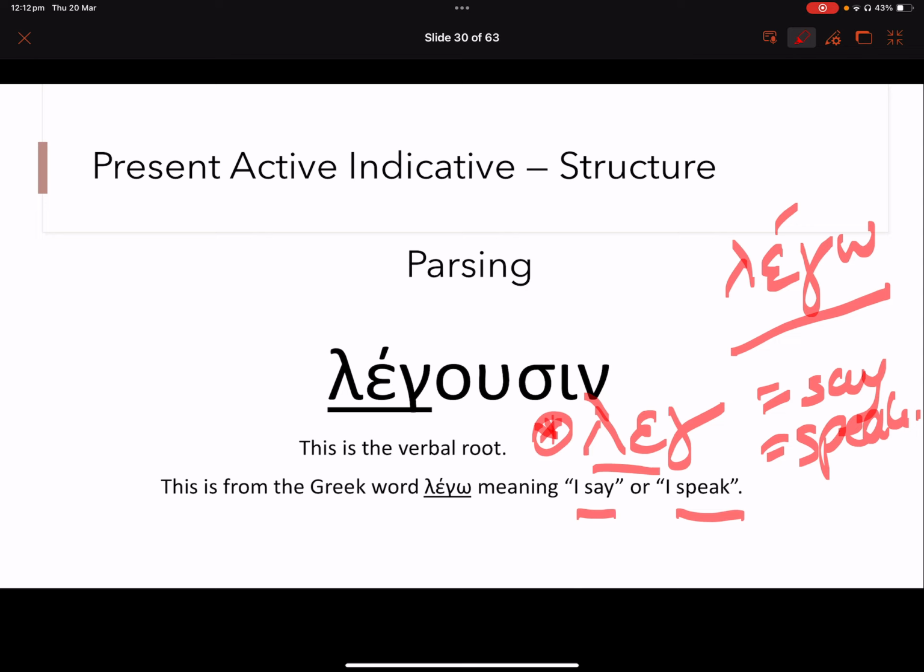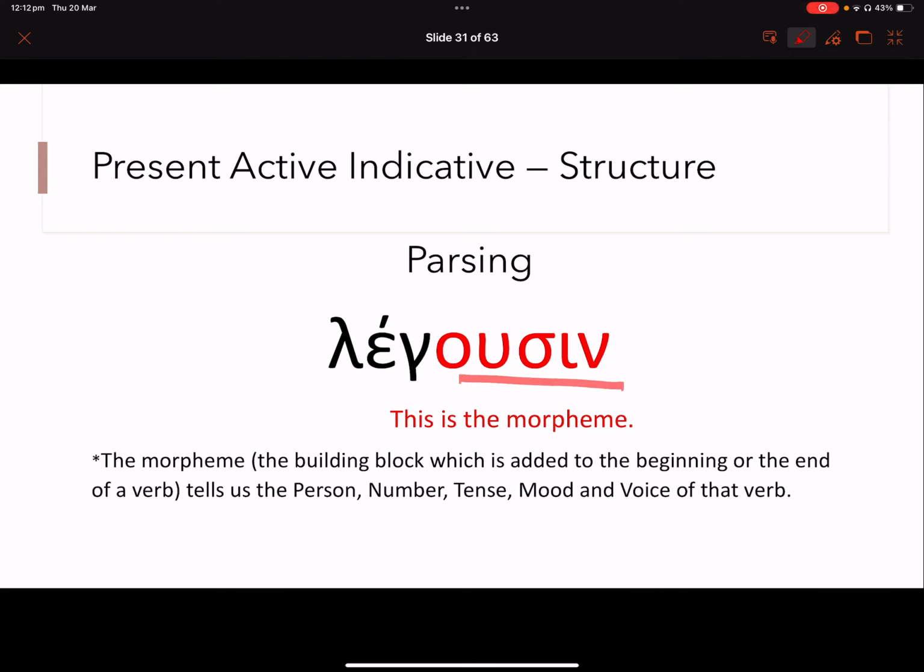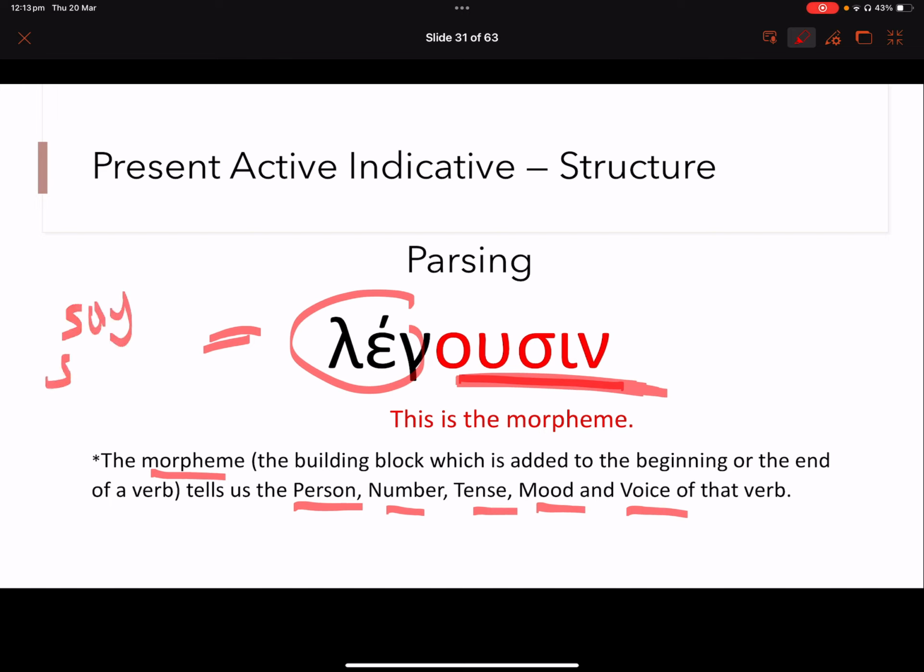Now that we know that, we can see what has been added onto this word. What has been added is usen. We call this a morpheme. It's the building block which is added onto the beginning or end of a word. And it's actually this part here that's telling us the person, number, tense, mood, and voice of the verb. Lego gives us the meaning of the word, say or speak. That doesn't change. It's this building block at the end where the rest of the information is.